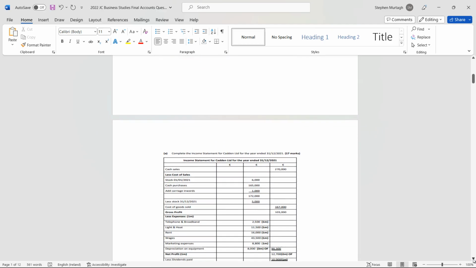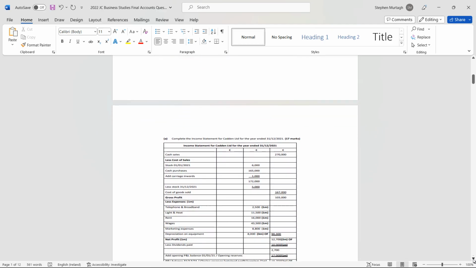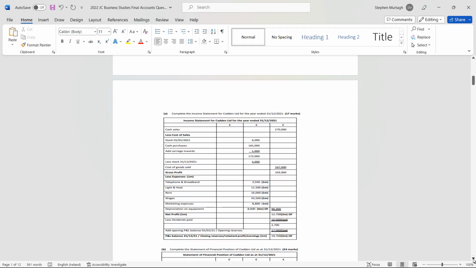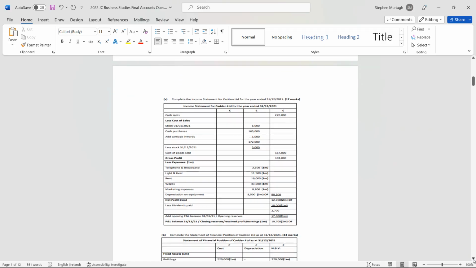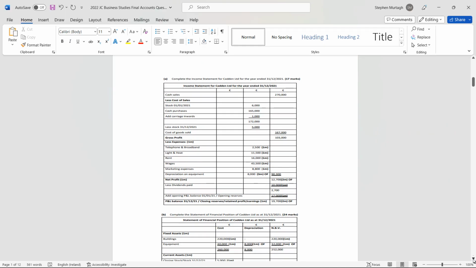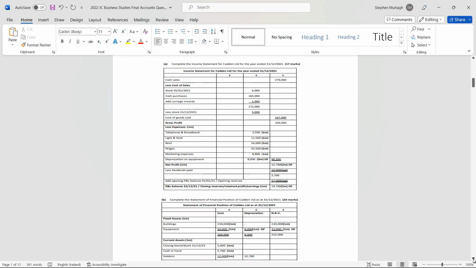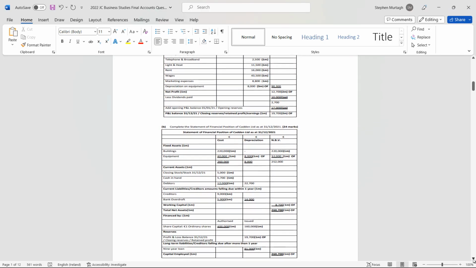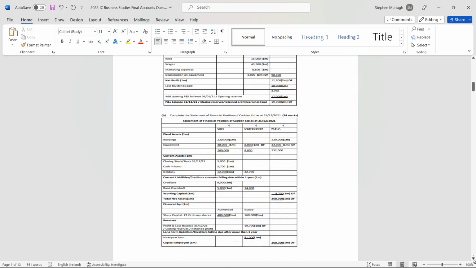They actually gave you the first section, the trading account section, up as far as gross profit, and then you were expected to get the rest of the question correct. When you see the marking scheme and the marks beside the questions, that's the amount of marks allocated for each of those figures. So I'm just showing you here all the stuff we're going to go through in the video to understand where the final answer, which is the capital employed at the bottom, comes from.